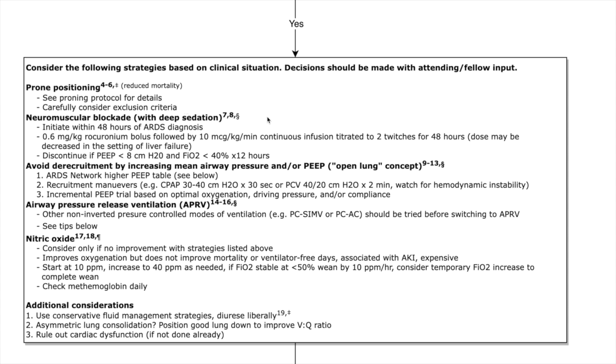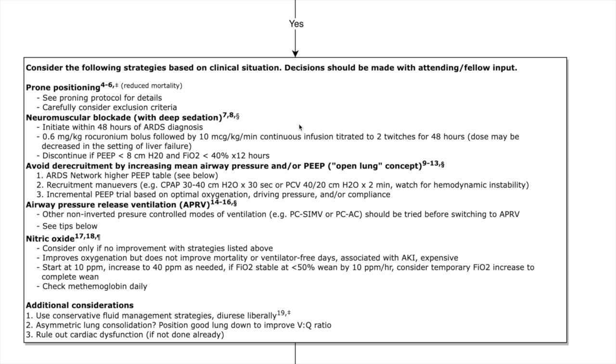Let's move on to neuromuscular blockade. Neuromuscular blockade with deep sedation. So the initial trial that showed benefit here, and this is a conditional recommendation for use of neuromuscular blockade because we have mixed data, was the ACURASYS trial, which was published in the New England Journal of Medicine in 2010 by Papazian et al. And it showed that early administration of neuromuscular blockade decreased mortality and ventilator time without causing weakness in ARDS patients with a P to F ratio of less than 150.